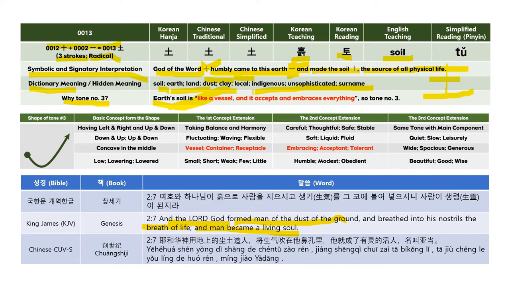Earth soil is like a vessel, and it accepts and embraces everything. The soil accepts and embraces everything. So tone number three: vessel, container, receptacle, embracing, acceptant. So this character has these conceptual values. I would say that's why this character has the tone number three value, so you can easily remember it.